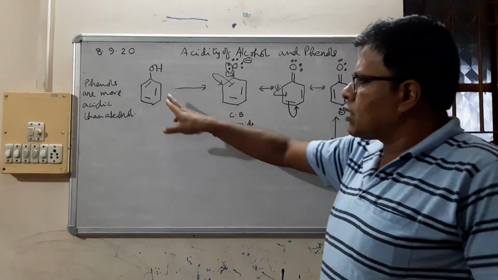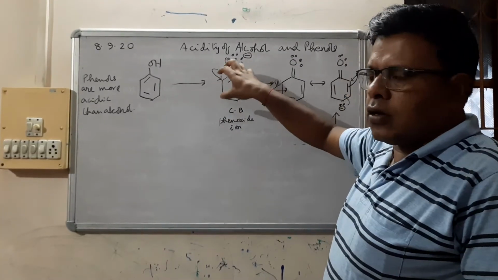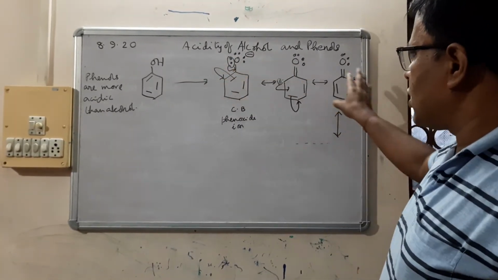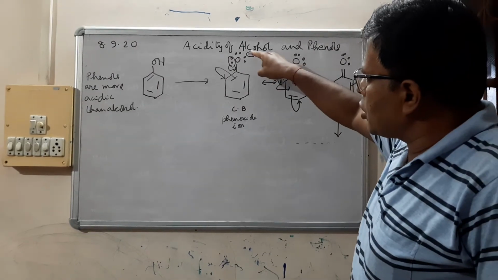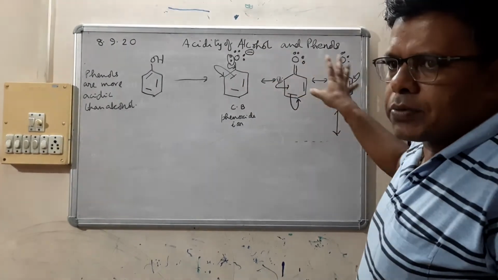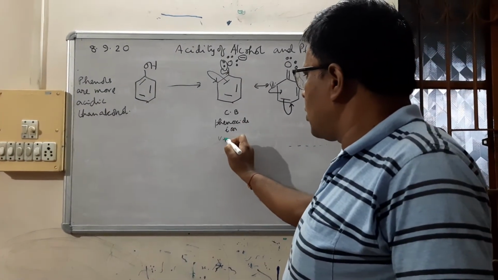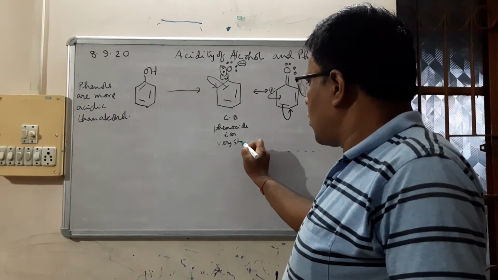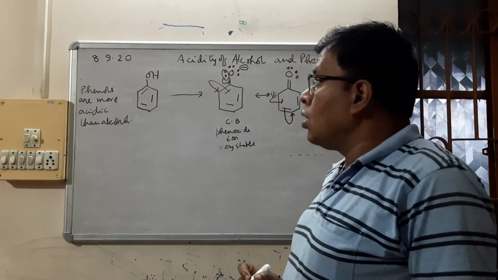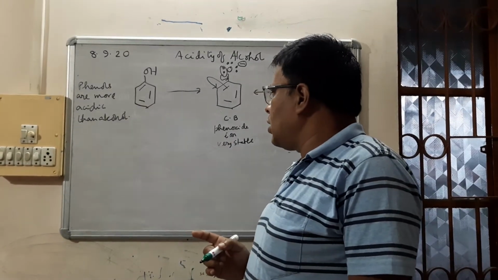So what we see is that the conjugate base of phenol, which is phenoxide, is resonance stabilized. This negative charge is spreading nicely. So phenoxide is very stable. So we say that phenol is acidic in nature.